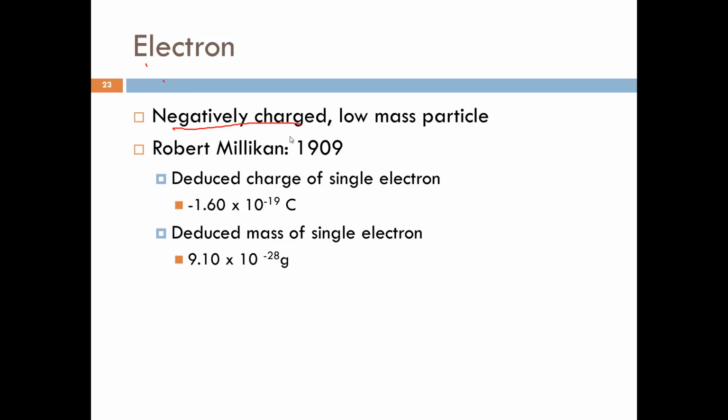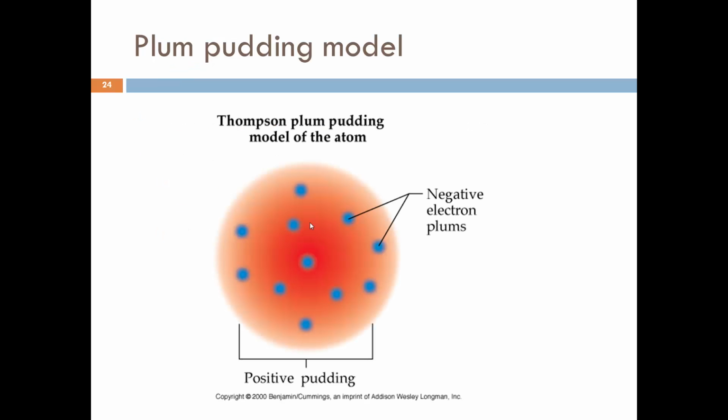Robert Millikan in 1909 came around and determined the exact charge of a single electron and the exact mass of a single electron. And so that brought us to the plum pudding model that Thomson discovered. He has little negative areas in here, and he put this all in a positively charged cloud. So all the positives are all over it, and there are little negative dots around it.